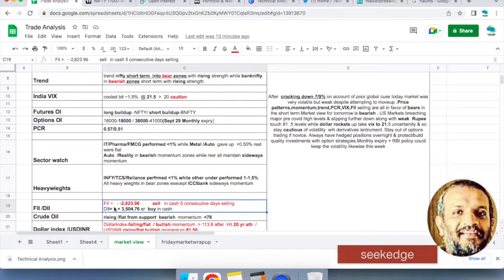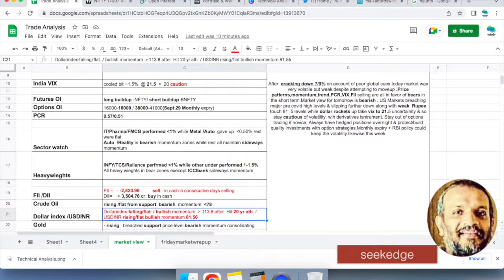There is good buying that happened in the IT stocks. Good buying happened in Reliance also, right? So FII selling is a worry regardless. Crude oil is rising, flat. It's less than 78, which is a good thing.